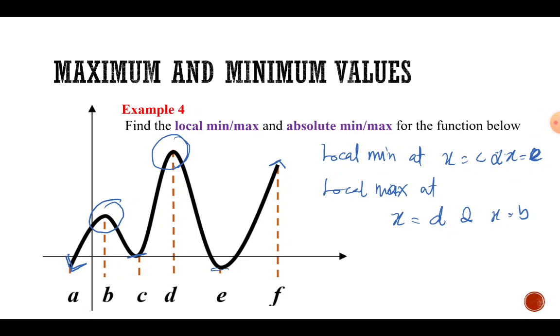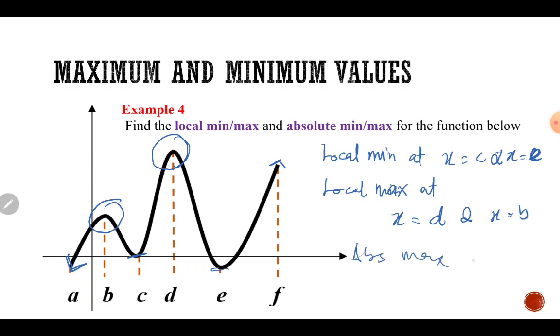Alright, so we were discussing about this slide, example 4, but we're not yet finished. We just found out the locations of local minimum and local maximum. Now we proceed to absolute minimum and absolute maximum, kan. Kita dah identify local minimum occur at x equals to c and x equals to e, where local maximum at x equals to d and x equals to b. So what about absolute maximum?